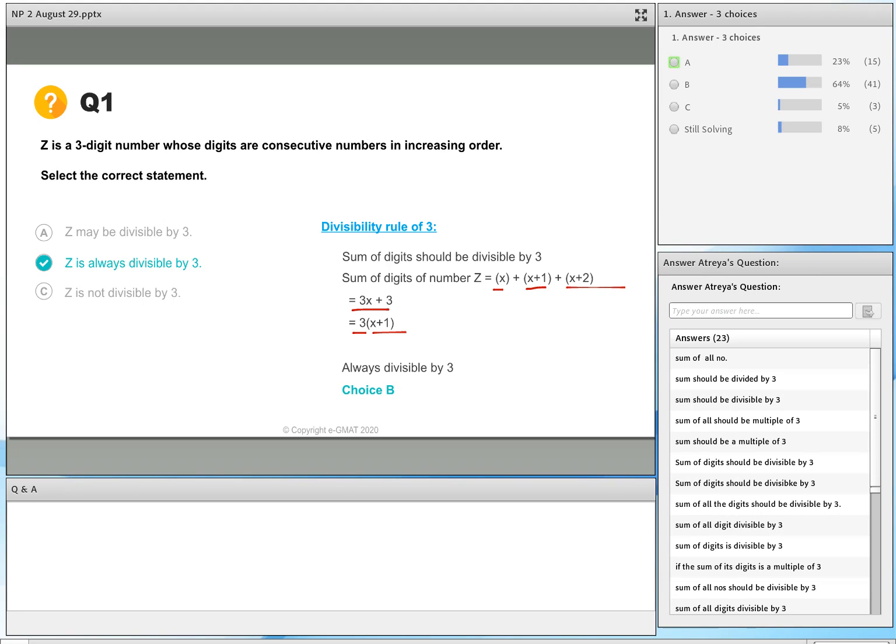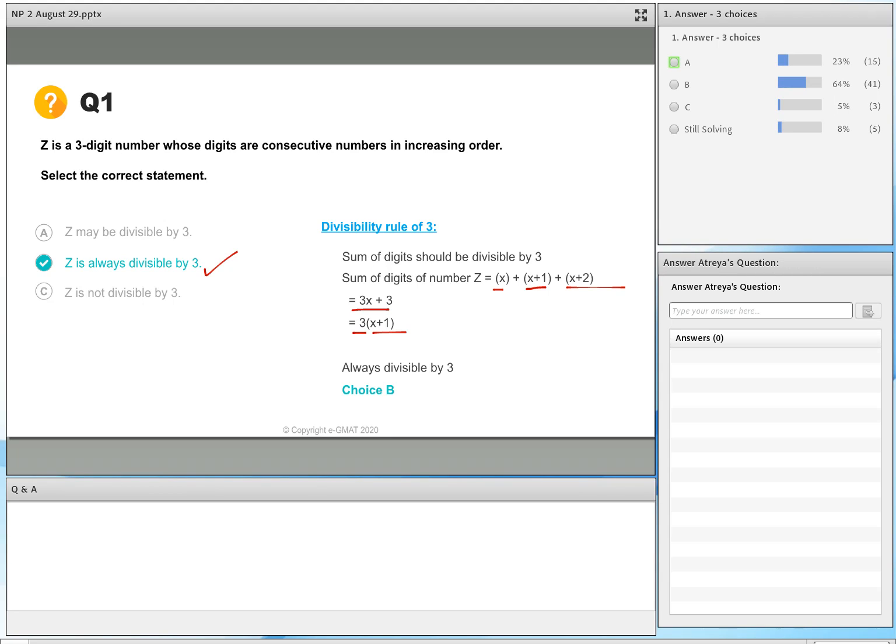If you take a 3 common, you have 3 times X plus 1. So this number, 3 times X plus 1, is definitely divisible by 3, right? If it's divisible by 3, I can for sure say that yes, the correct answer for this question is choice B. Now, thank you for all of your responses in the short answer poll. I want to ask the 23% of you who have marked choice A, where did you falter? Where did you go wrong?